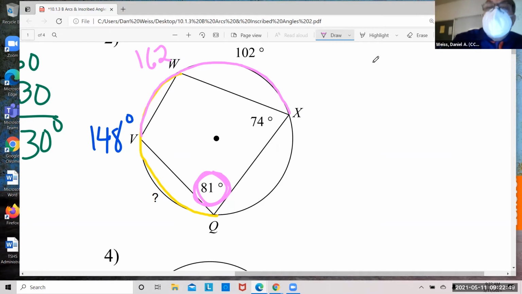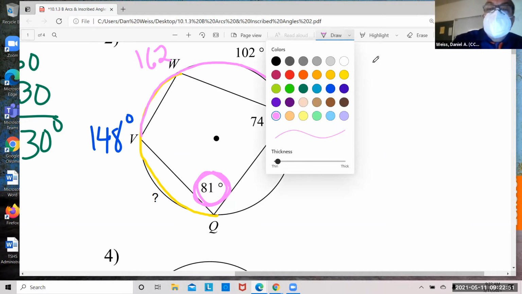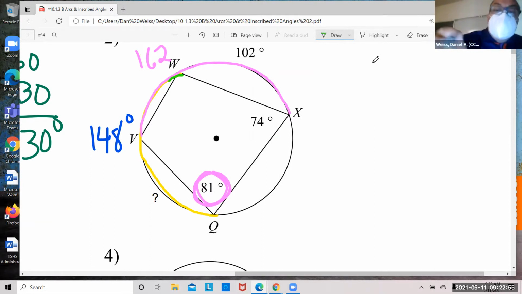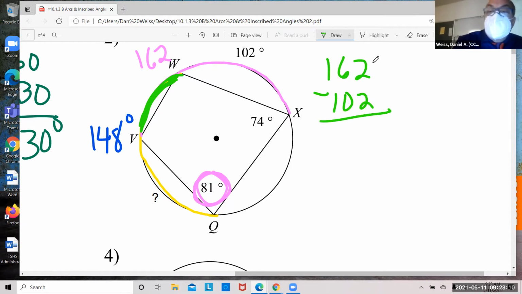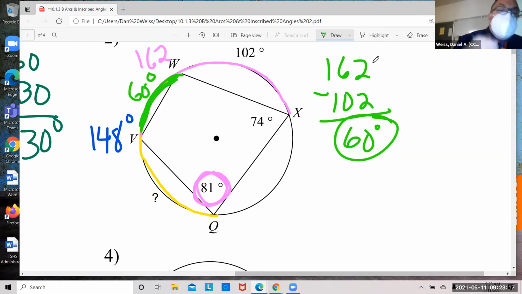So what the heck is this green piece right here? Does it make sense that that green piece is 162 minus 102? Does it make sense that this green piece is 60? Okay.